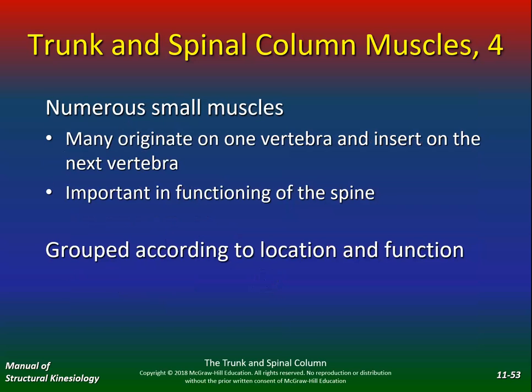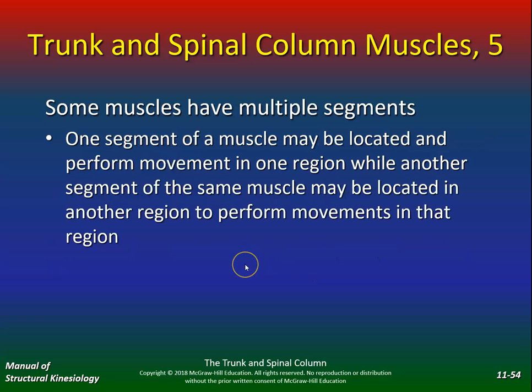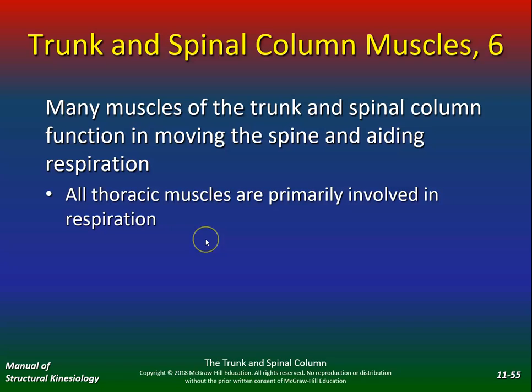Numerous small muscles, many originate on one vertebrae and insert on the next vertebrae, important in functioning of the spine, grouped according to location and function. Some muscles have multiple segments. One segment of a muscle may be located and perform movement in another region, while another segment of the same muscle may be located on another region to perform movements in that region. So it's a little complicated, but basically everything is interconnected, and that's why when you do core stabilization or when you do back workout, you need to target all the muscles and not just isolate.